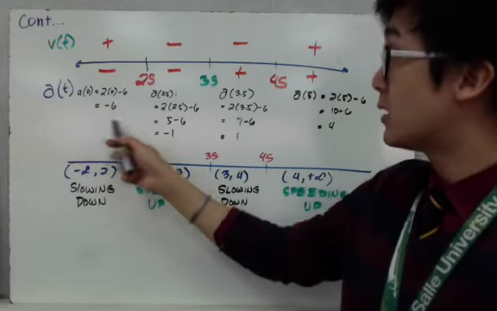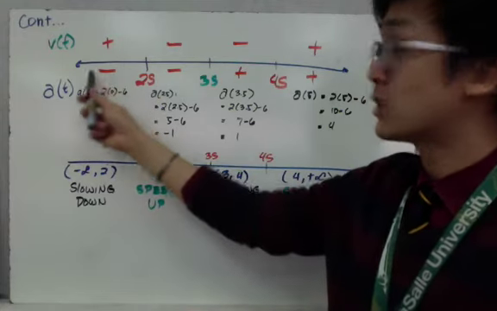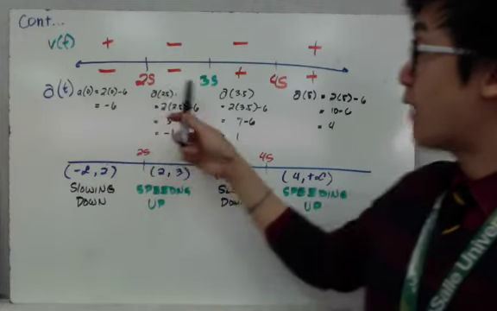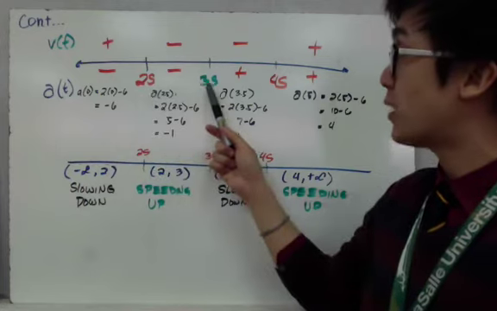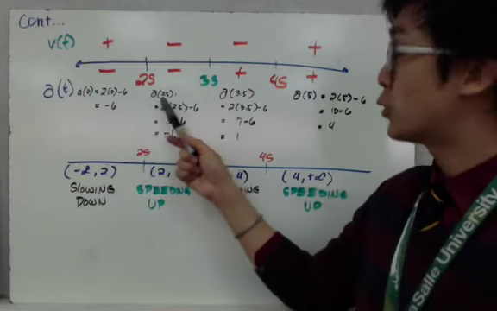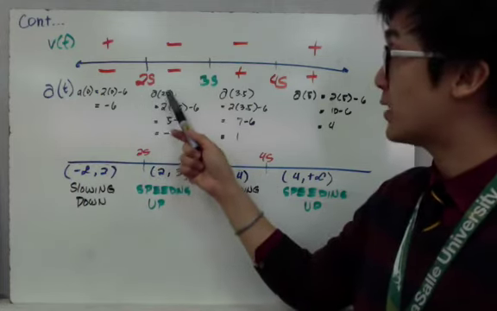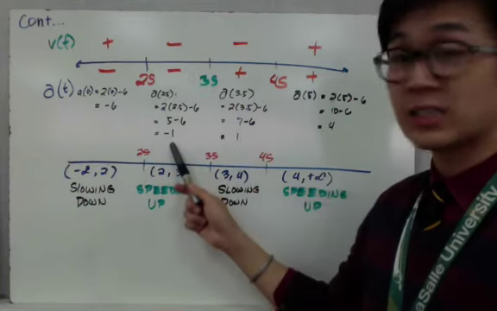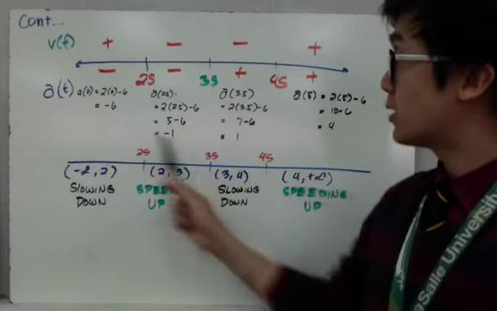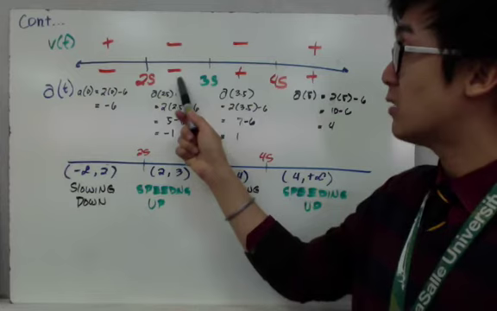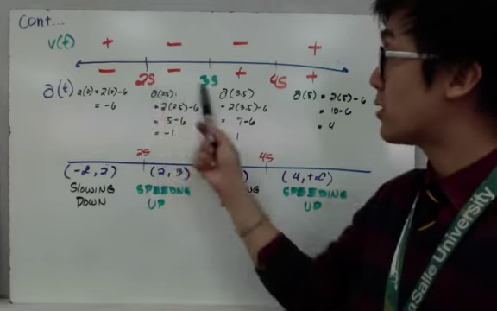So that means the acceleration sign for this interval is negative. And for my second interval, between 2 and 3 seconds, I chose 2.5 because 2.5 is in this range, and I have a negative answer for my substitution. So that means the acceleration sign is negative between these two intervals.